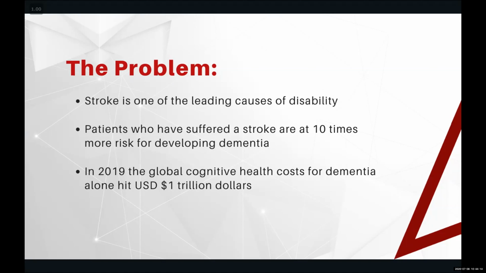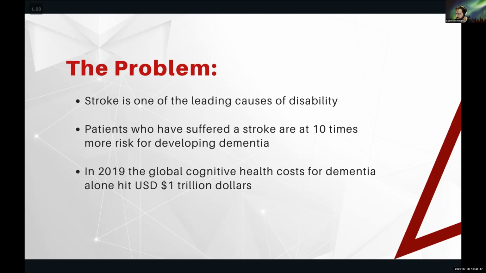The issue right now is that stroke is one of the leading causes of disability globally, as well as in Canada. Studies are showing that when an individual suffers a stroke, they're 10 times more at risk of developing dementia. And if anyone has had the unfortunate experience of seeing someone or having a family member suffering from stroke, dementia, or both, we all know that it can be very impactful to the quality of life for that individual and for the family as a whole.